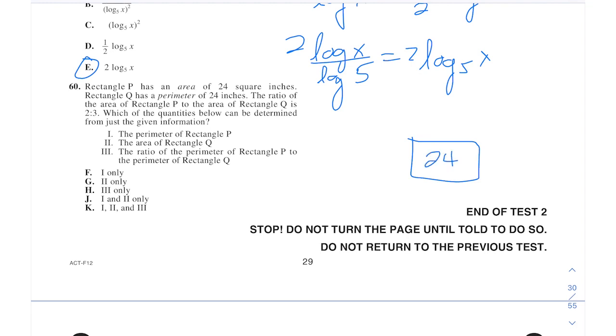Rectangle P has an area of 24. Rectangle Q has a perimeter of 24. The ratio of the area of rectangle P to the area of rectangle Q is 2 to 3. Okay, so then here the area of Q is 36. Alright, which can be determined from just the information given.